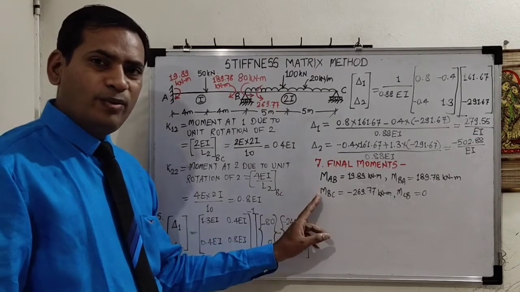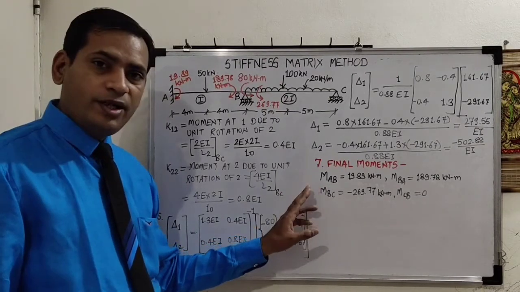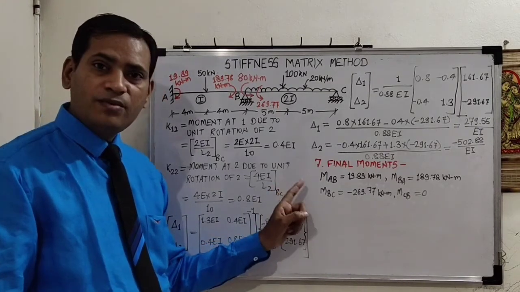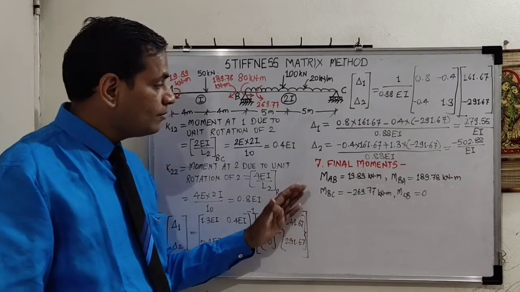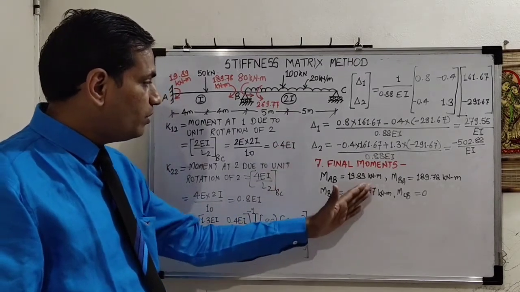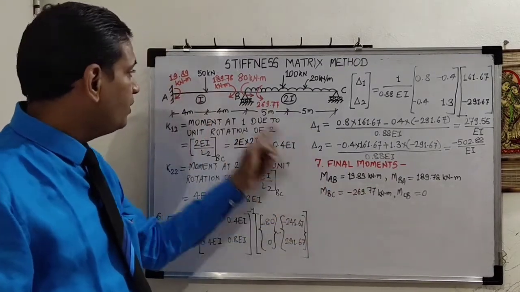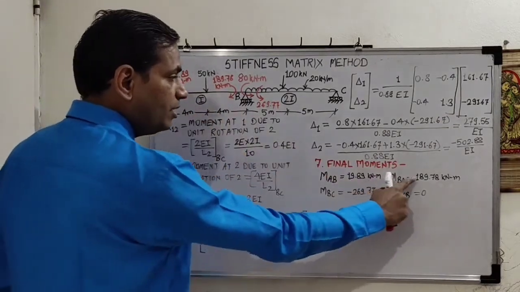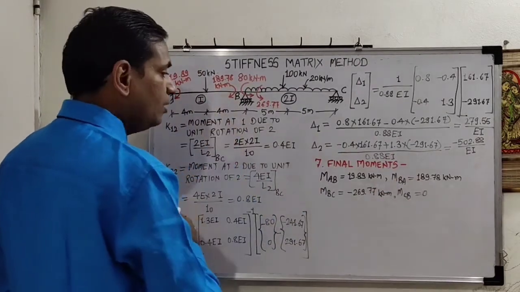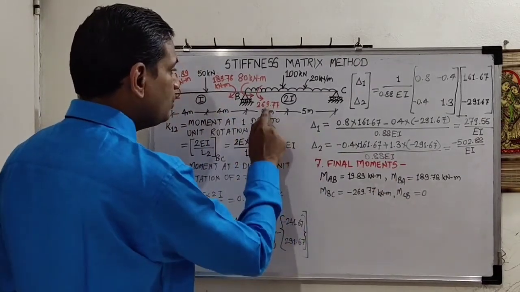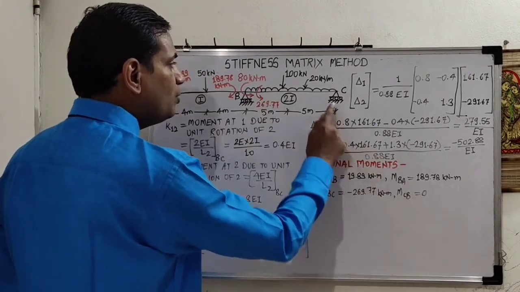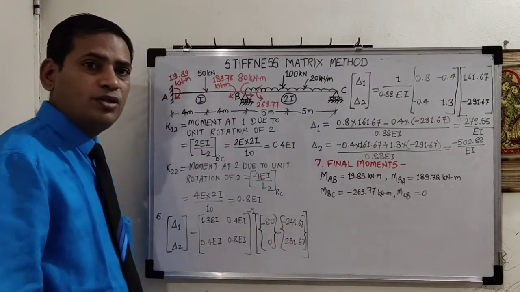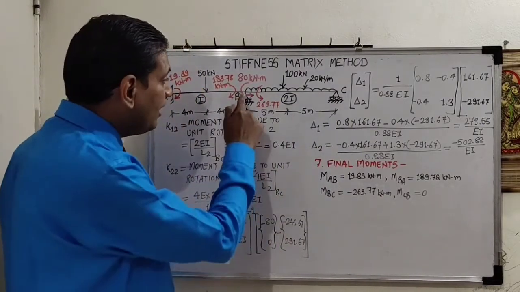So these are our final moments. These moments have been calculated using slope deflection equations. If you don't know how to calculate these moments, please refer my videos on slope deflection method. So these are our moments, and I have shown them here with red color. 19.89 MAB clockwise. Then MBA is again clockwise, 189.78. MBC is anti-clockwise, 269.77. MCB has to be 0 because C is end support and it is a roller support. It is not intermediate like this.